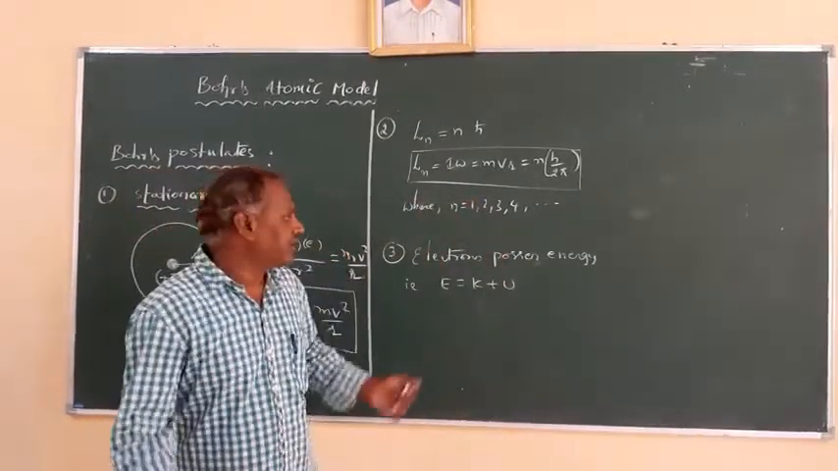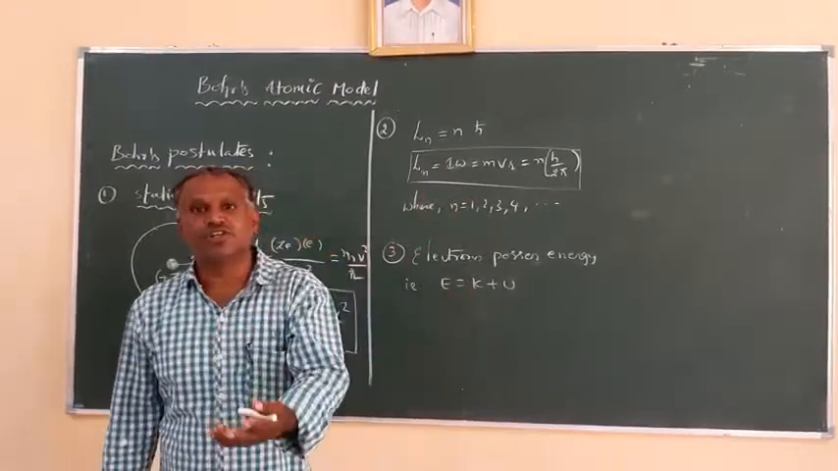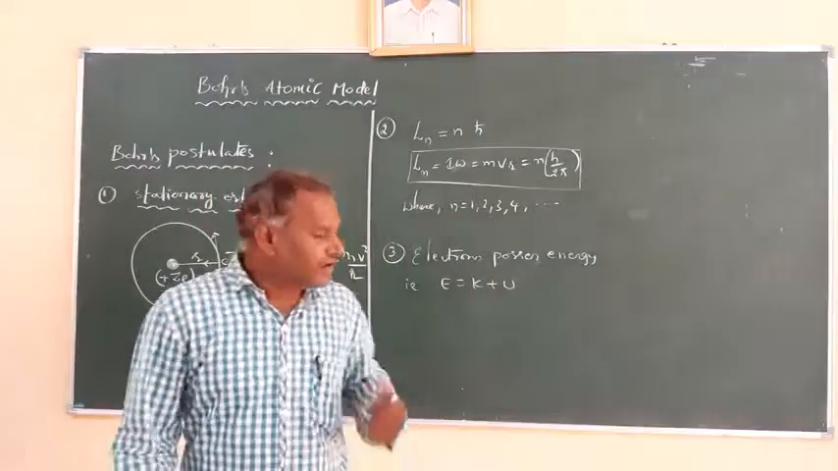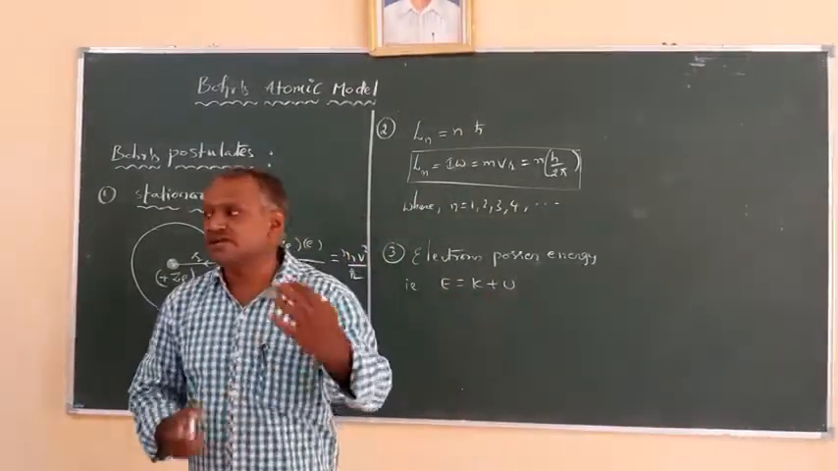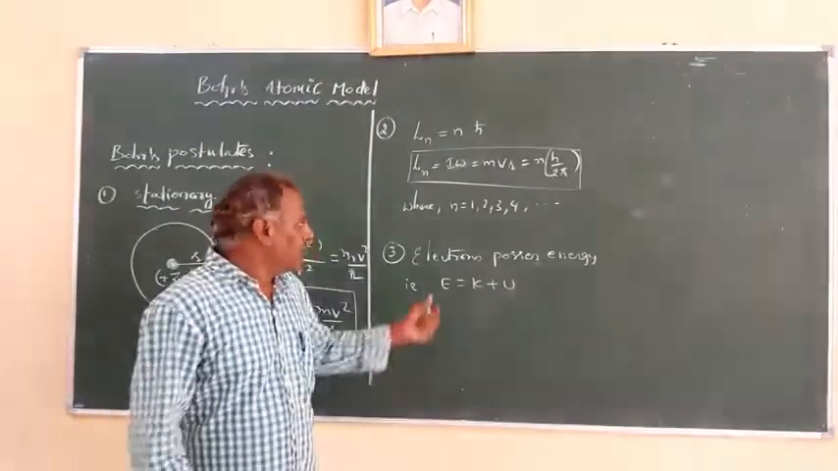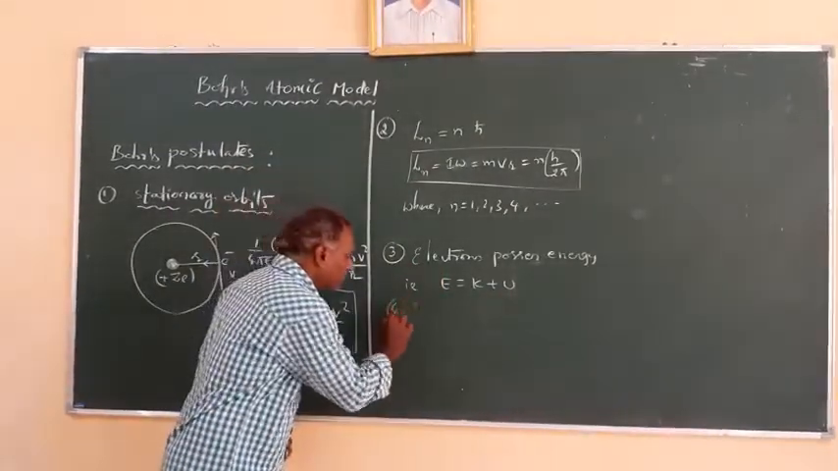Okay, that you can determine. So this kinetic energy is due to the virtue of its motion in that particular orbital path, and the electron also possesses potential energy by virtue of the attraction force between the electron and the nucleus. So this is the third postulate given by Bohr. And next, the fourth one.